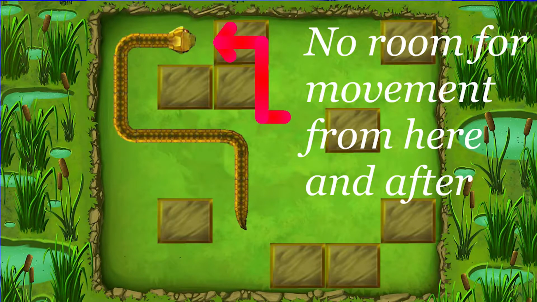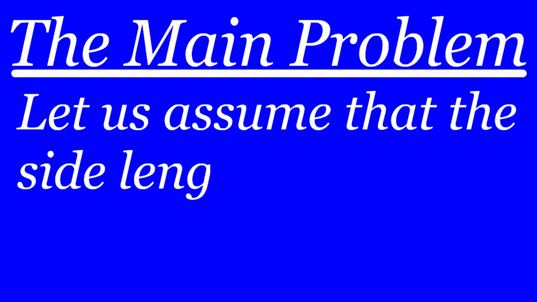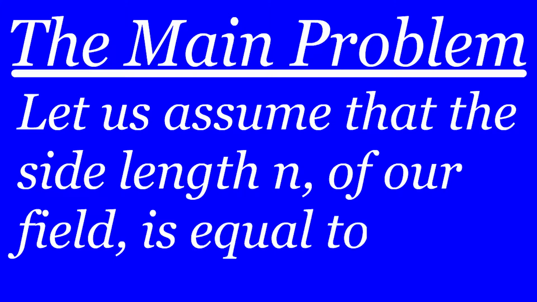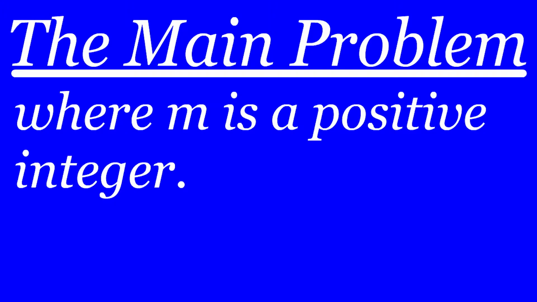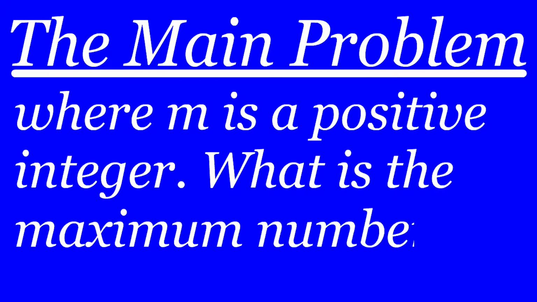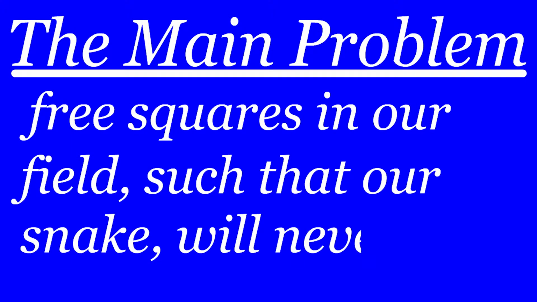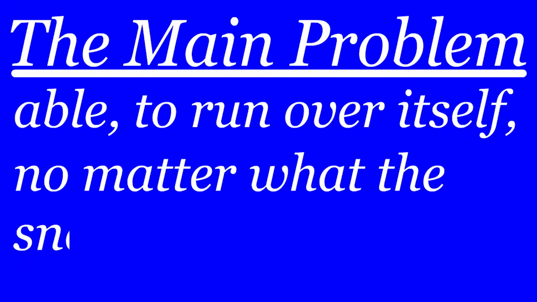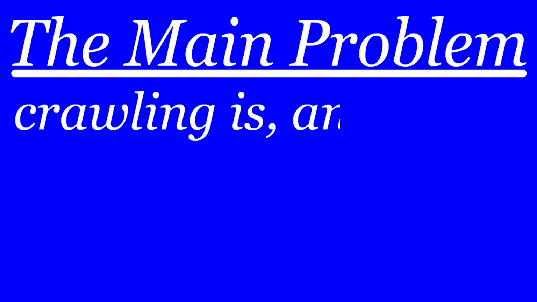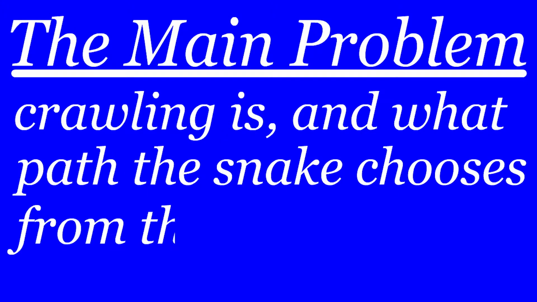This brings us to the main question in this challenge. We have the following main problem. Let us assume that the side length n of our field is a power m of 2 plus 1, where m is a positive integer. What is the maximum number of free squares in our field, such that our snake will never be able to run over itself, no matter what the snake's initial point of crawling is, and what path the snake chooses from this point?